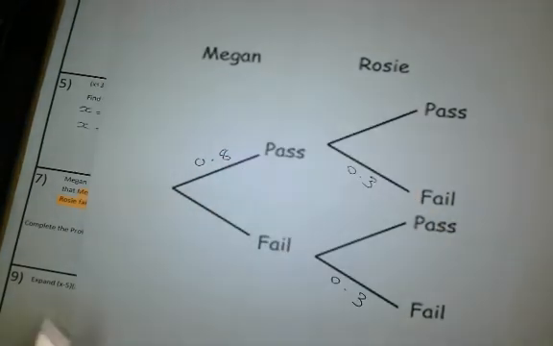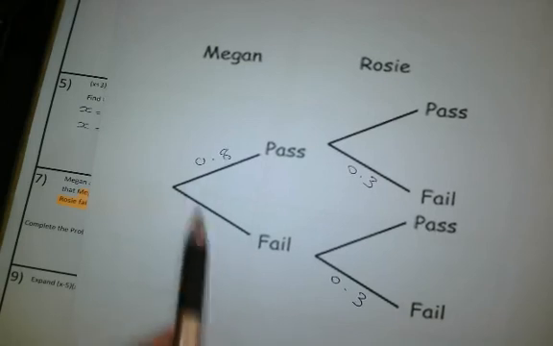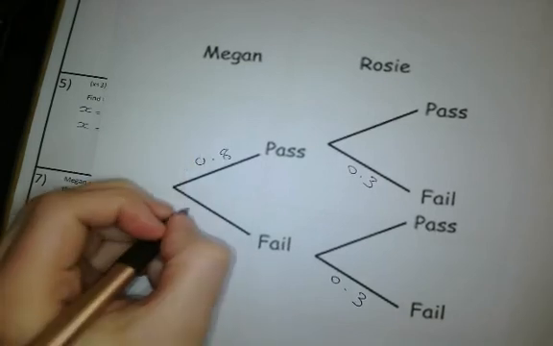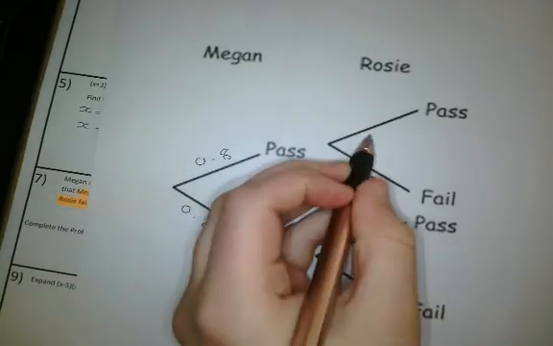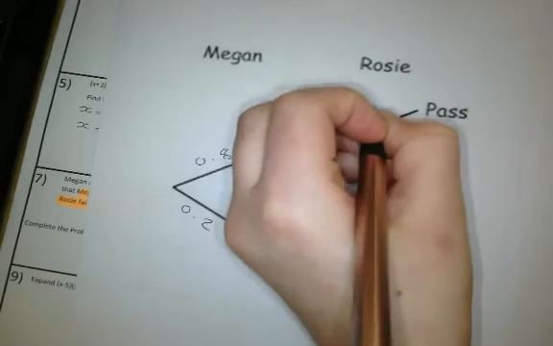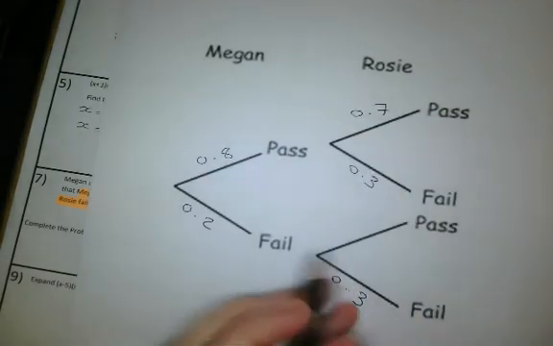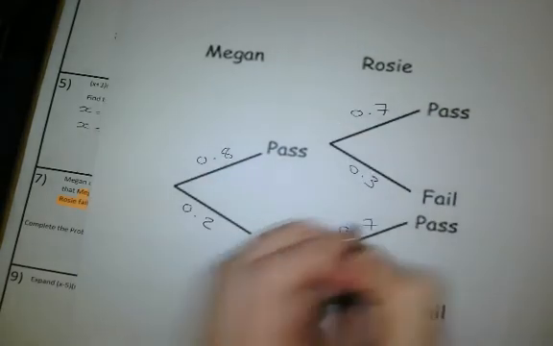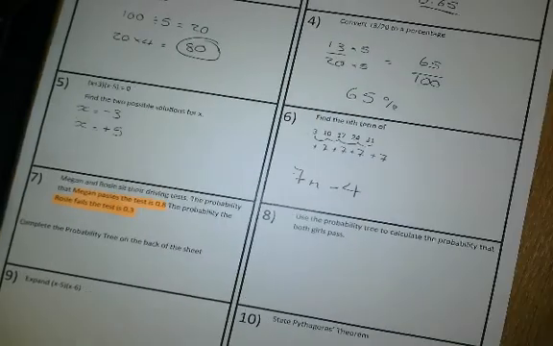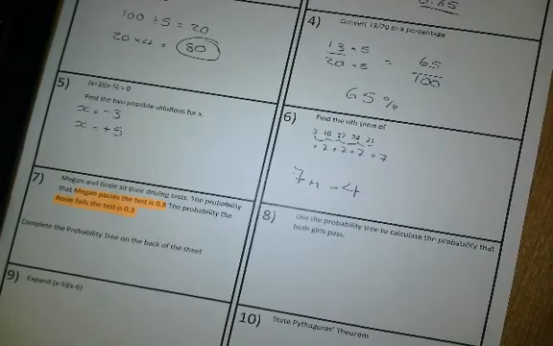We're missing a little bit of information, but we know each branch on our tree needs to add up to 1. So this must be 0.2. This one needs to add up to 1, so that must be 0.7. And the same goes for this one. It's got to add up to 1, so it's 0.7 again. That's question 7 done.